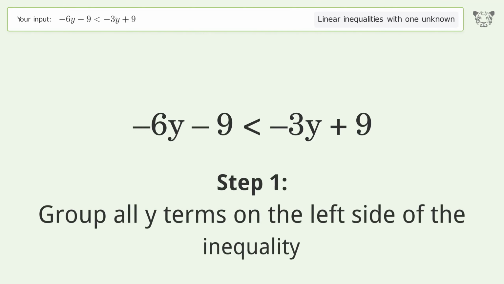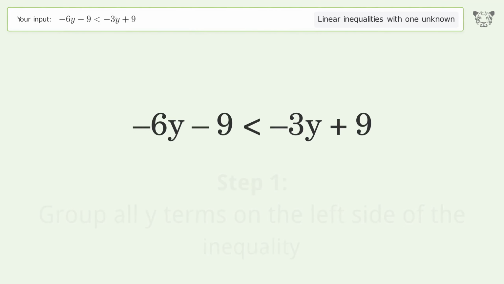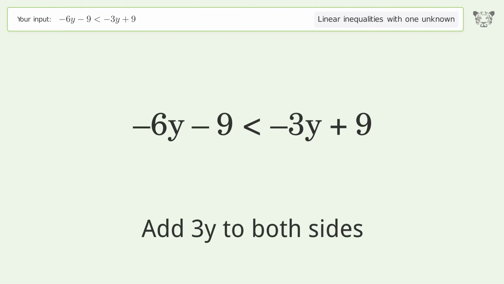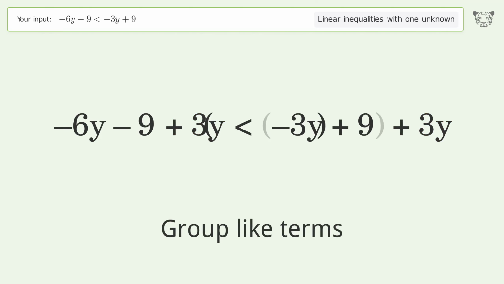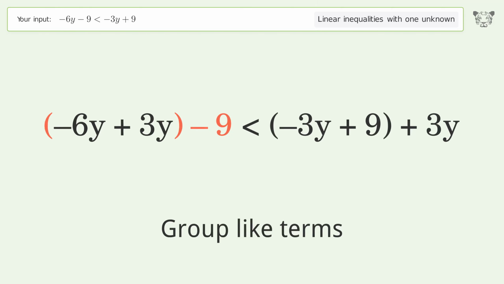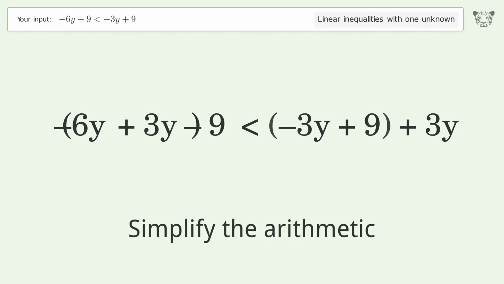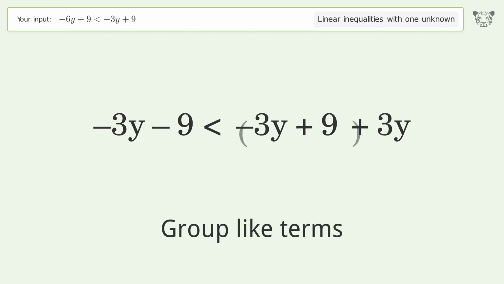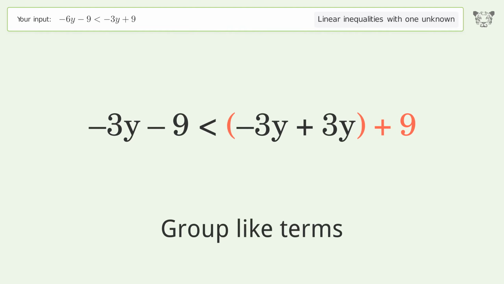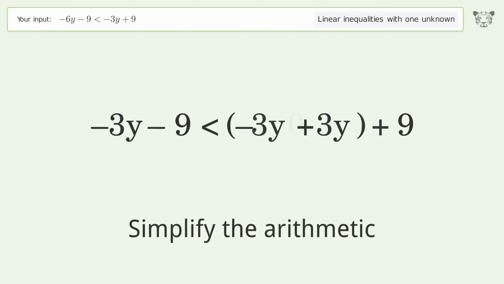Group all y terms on the left side of the inequality. Add 3y to both sides. Group like terms. Simplify the arithmetic. Group like terms. Simplify the arithmetic.